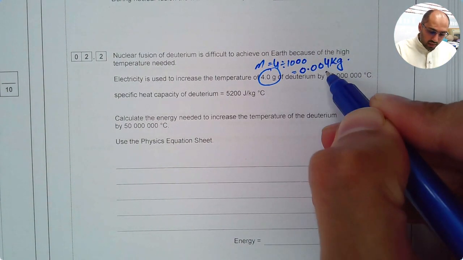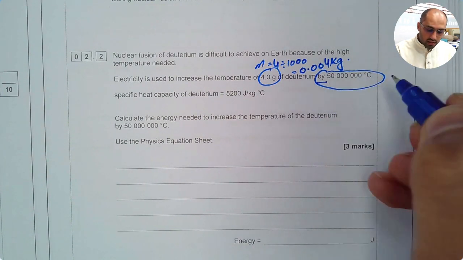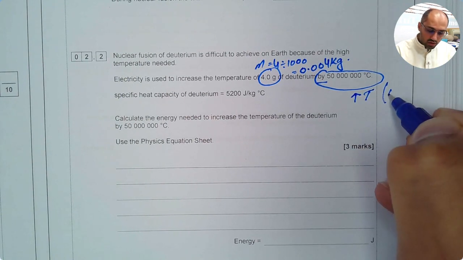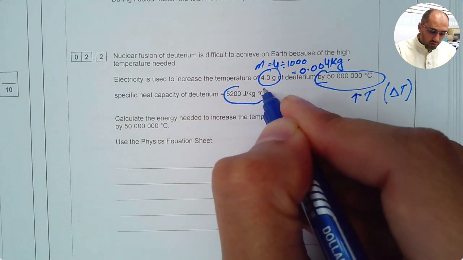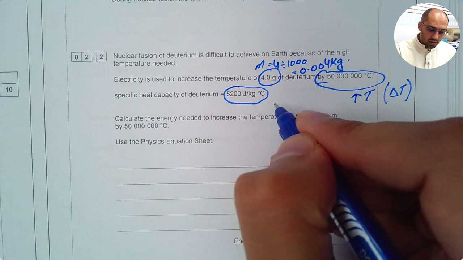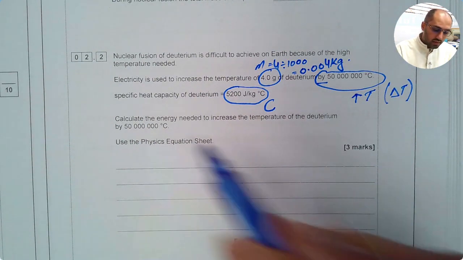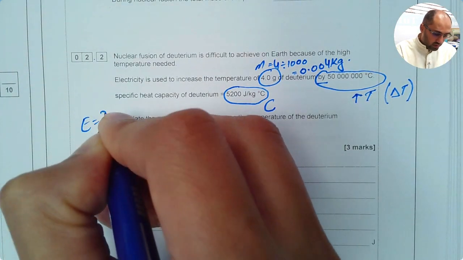And it says by 50 million degrees Celsius. So "by" means this is the increase in temperature. In other words, it is the change in temperature. It says the specific heat capacity of deuterium is 5200 joules per kilogram degree Celsius. This is the value of specific heat capacity, which has the letter c. It says calculate the energy needed to increase the temperature of the deuterium by this temperature. So we need to figure out the value of E equals question mark.